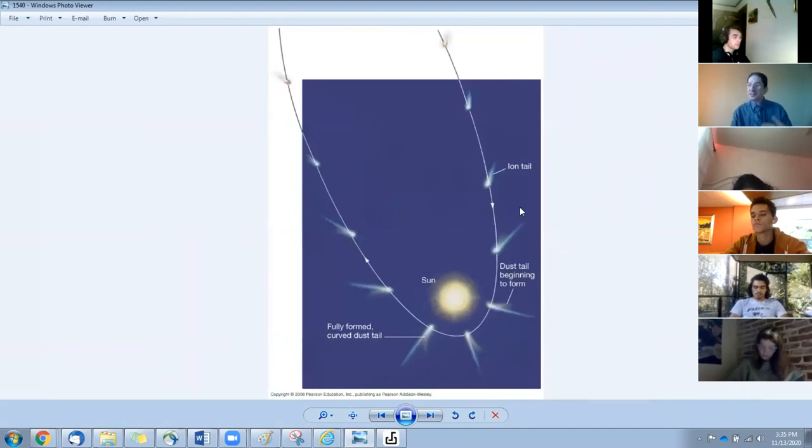And it's a mistake to think the tail is behind the comet. It is when it's coming in, but when it's going out, it goes tail first, and the head of the comet is actually behind the tail as it leaves, because the tails point away from the sun.